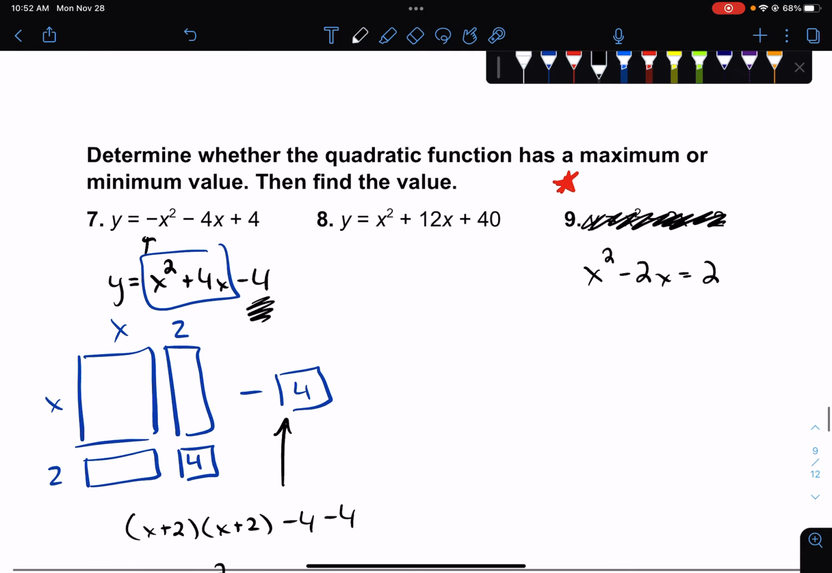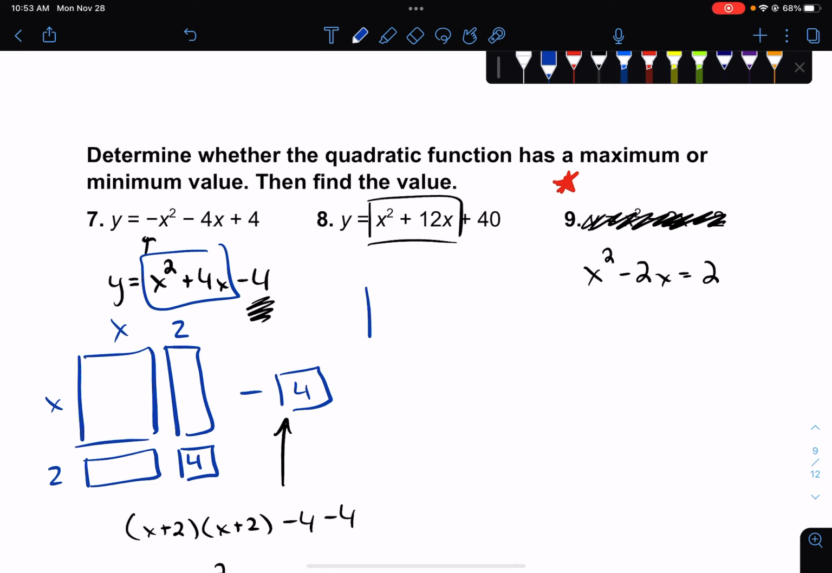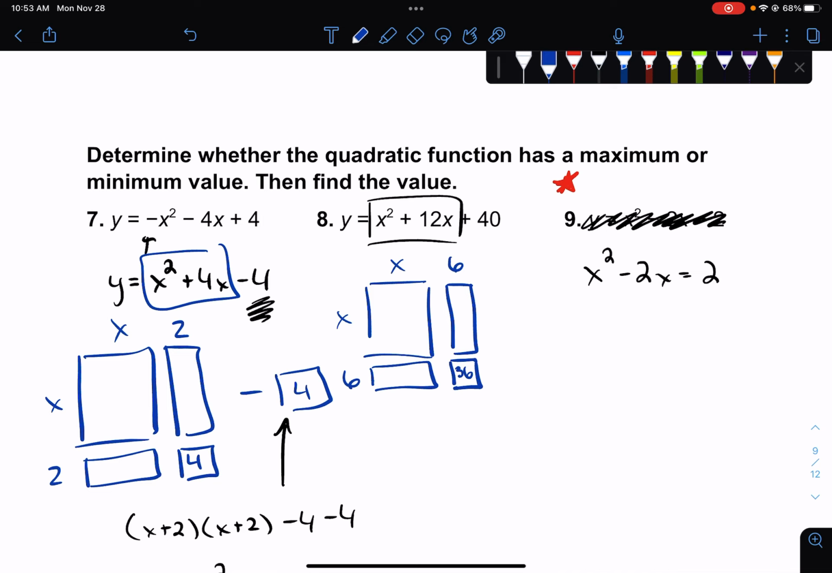Okay, number 8. X squared plus 12x plus 40. I don't need to change anything. I can just take this x squared plus 12x and I can complete the square. So that means I've got an x by x. That 12x I'm going to split up and put 6 of them there, 6 of them there, which means to complete the square, I've got this little square of size 36. But if I add 36, I have to minus 36.